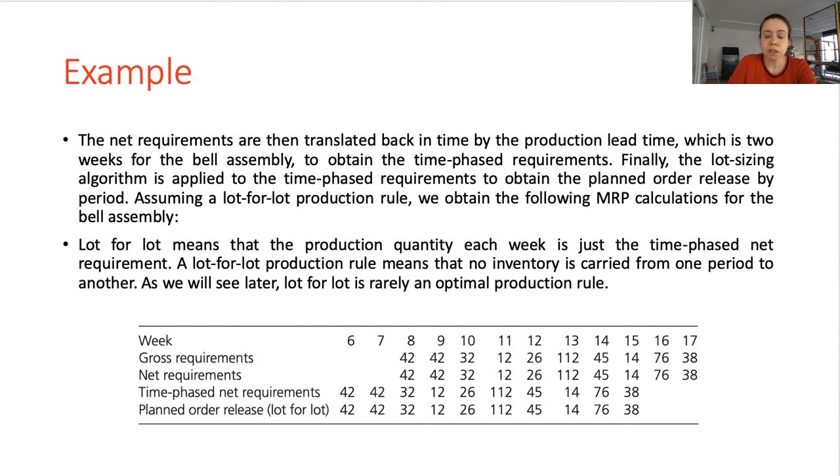And in this example, by the way, I should also explain that we use a lot for lot production rule. Let me explain what lot for lot is. Lot for lot means that the production quantity each week is just the time-phased net requirement. A lot for lot production rule means that no inventory is carried from one period to another. But we will see later, lot for lot is rarely an optimal production rule. But for this example, we are using the lot for lot rule.